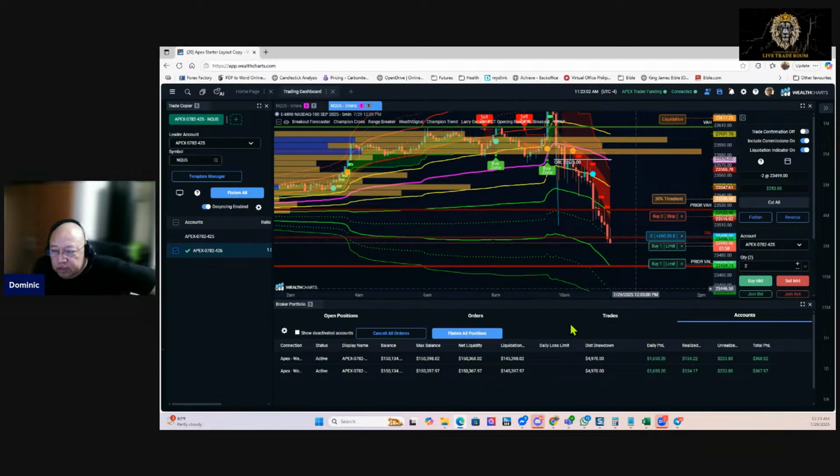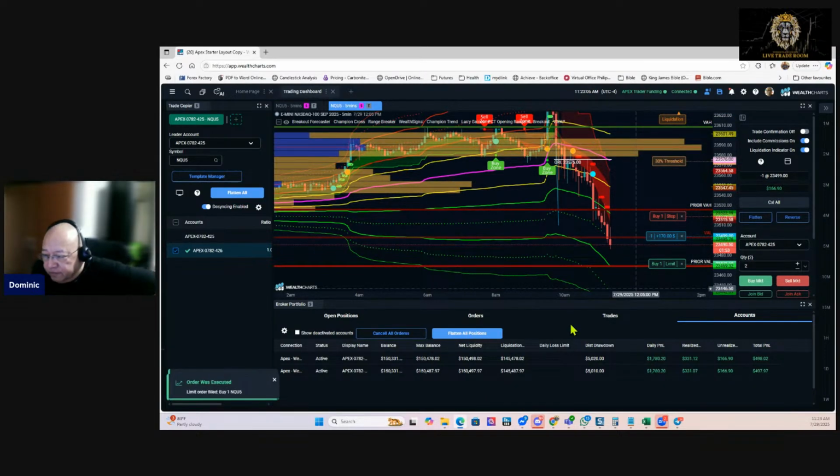Again, with Wealth Charts, it's almost like Tradovate, except it's a lot better than Tradovate. First of all, you don't have issues like you do with Tradovate with Apex, with the data feed. In fact, this data feed is directly from the CME, so there are no delays. Directly from the CME.